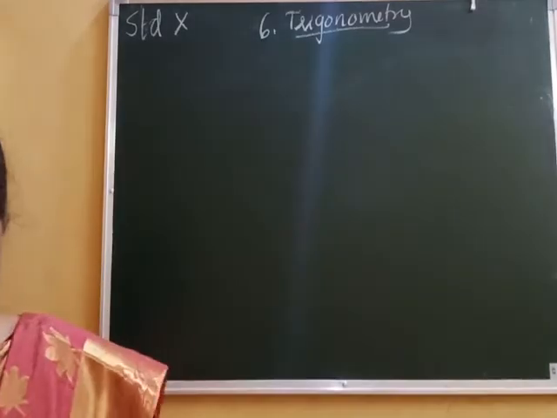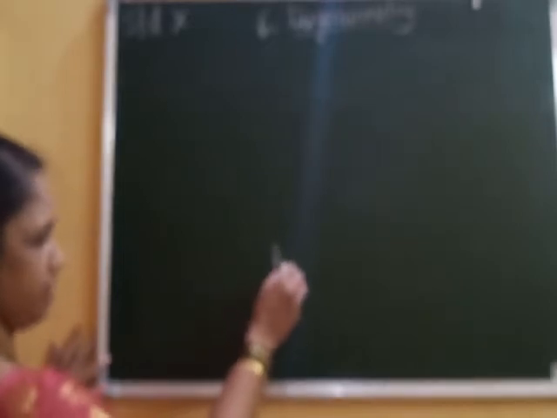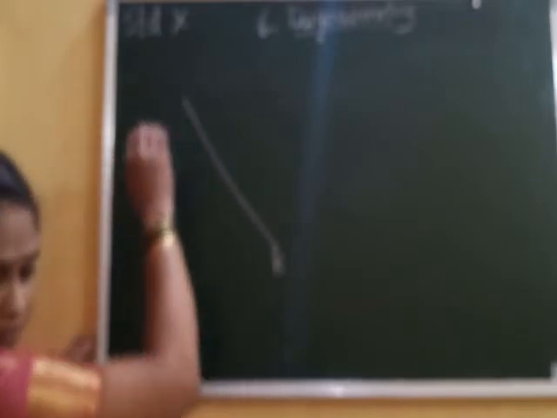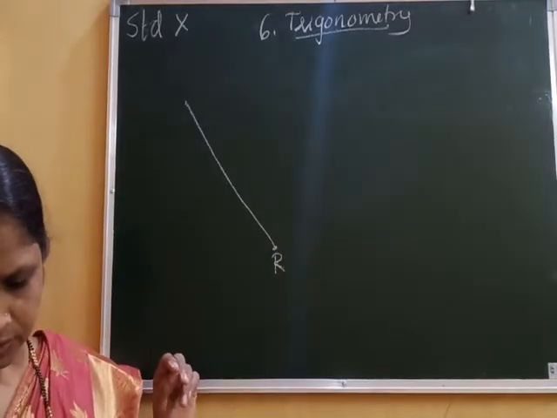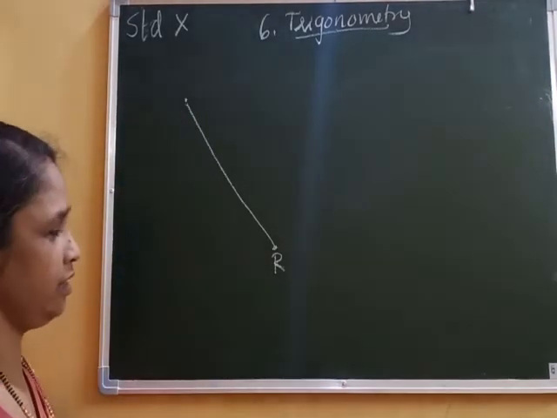Okay, so see, first suppose here is Roshni, here this is the door and here Roshni is standing. So she observed the eagle at the top of a tree. Suppose this is the tree and here she saw an eagle.